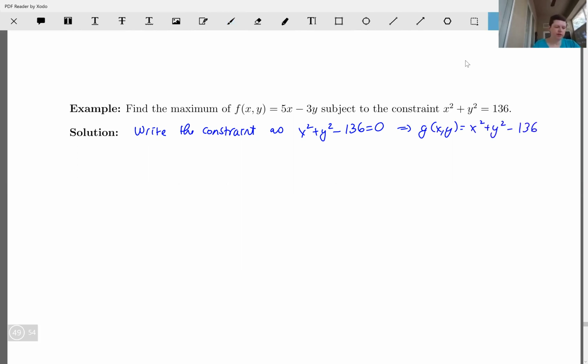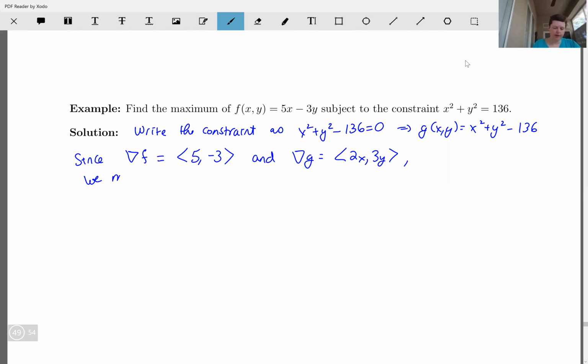Next, we need to find the gradients of f and g. So the gradient of f is just the vector 5, negative 3. And the gradient of g is going to be the vector 2x, 3y. So since that's true, we have to solve the system.